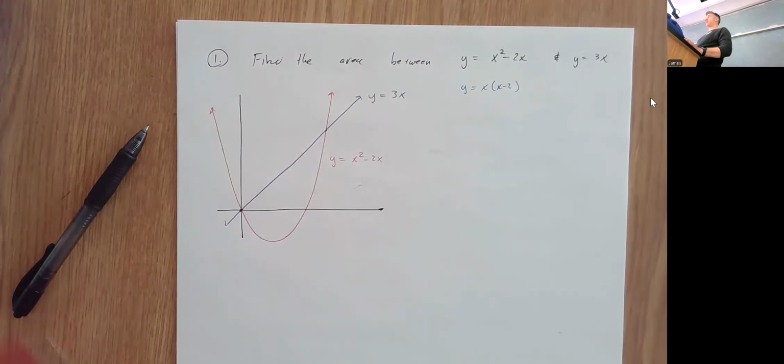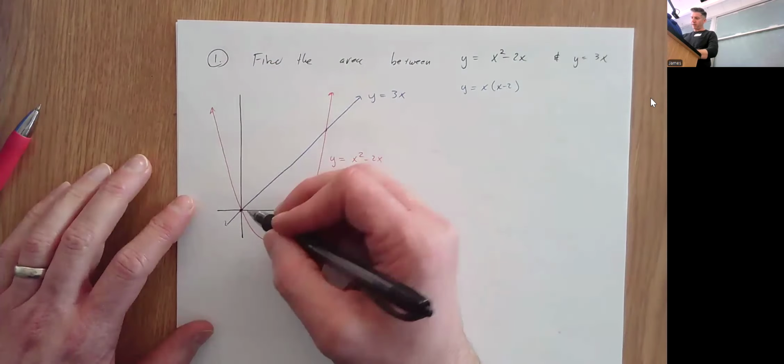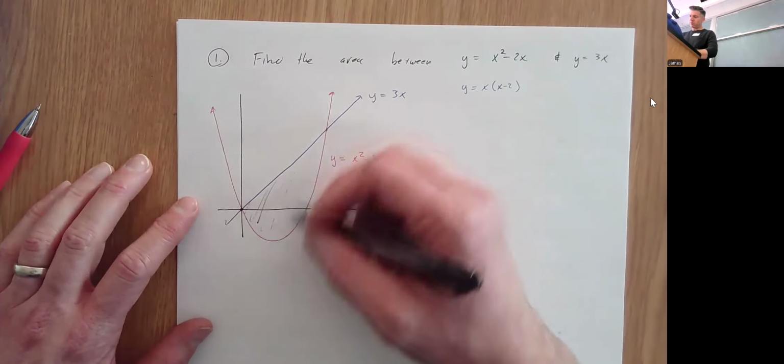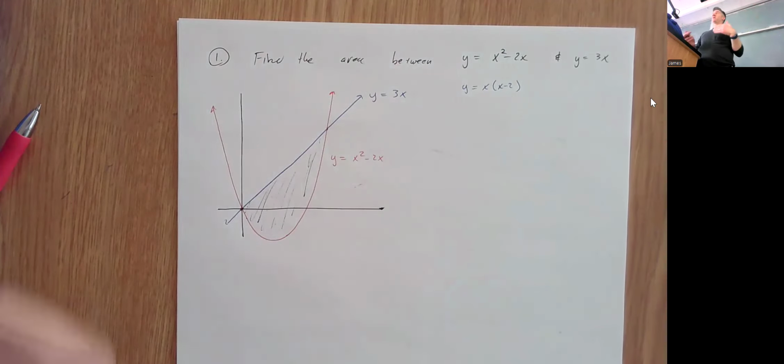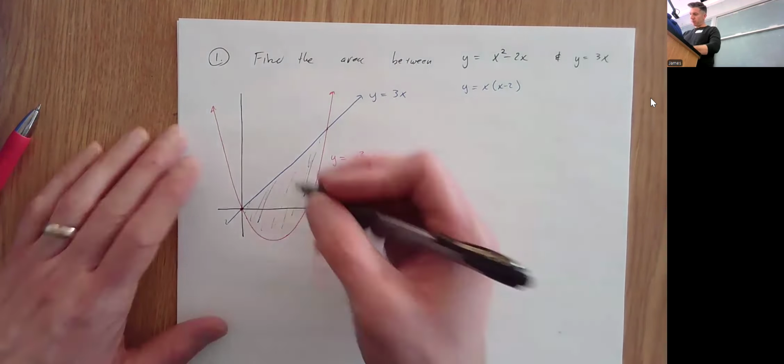We're trying to find the area between these two graphs. So here's the area we're trying to find. It's a shaded region here. And what you really want to think about is kind of just like before when we were finding area under a curve, we're adding up the areas of a bunch of really skinny rectangles. So we're going to draw a representative rectangle somewhere in the middle.